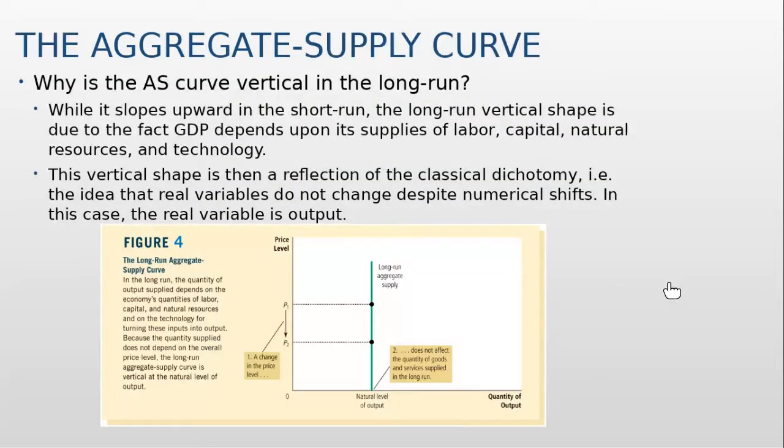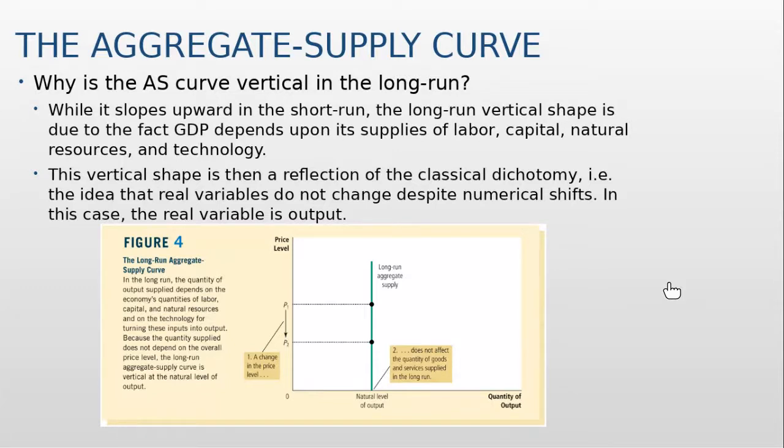Now, this means, though, that we should get to the aggregate supply curve. Where we're going to start off, though, is just note that in the long run, the aggregate supply curve is vertical. And while it slopes upward in the short run, this long-run vertical shape is due to the fact that GDP depends upon its supplies of labor, capital, natural resources, and energy. Or, you might remember, these are our factors of production.